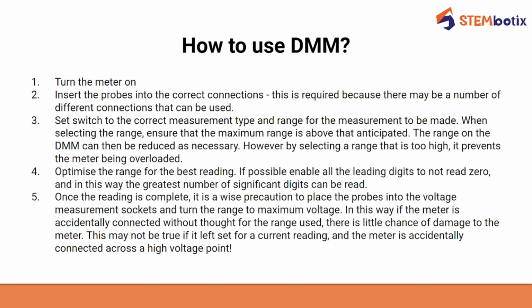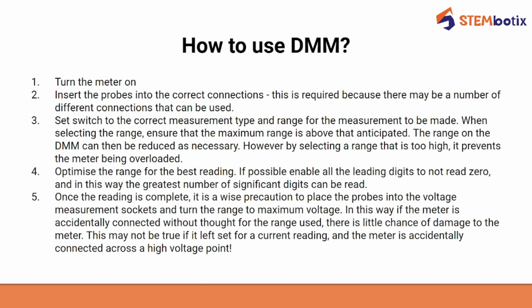So these are the basic steps you can follow to use a digital multimeter. First, turn the meter on. Second, insert the probes into the correct connections. This is required because there may be a number of different connections that can be used. Set the switch to the correct measurement type and range for the measurement to be made.